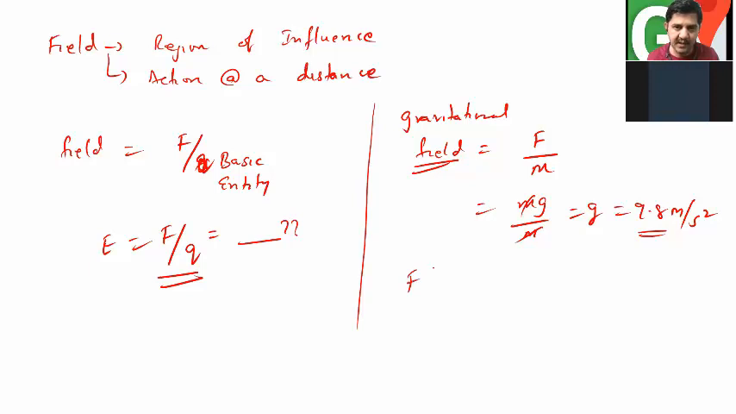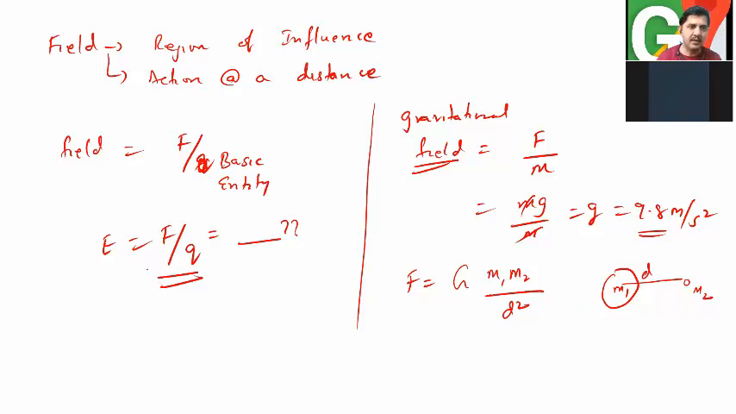Then let us compare between these two. You have studied that F is equal to G m1 m2 divided by d square, where m1 was the mass of the bigger object, m2 was the mass of the smaller object, and d was the distance between these two. This is what you did here. Now, in case of electrostatics also, you will study a very similar law, but here this was called Newton's law, and here we call this Coulomb's law.